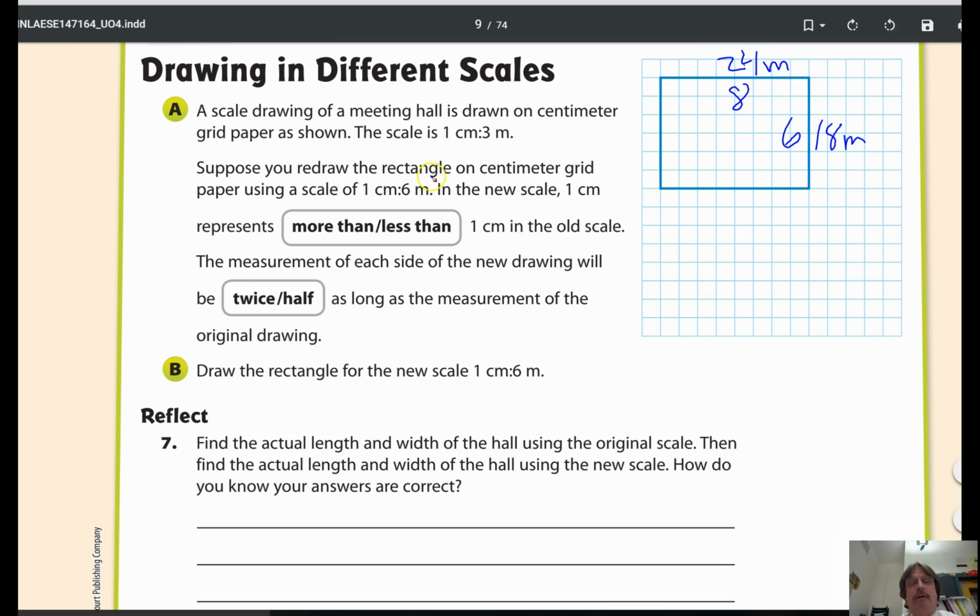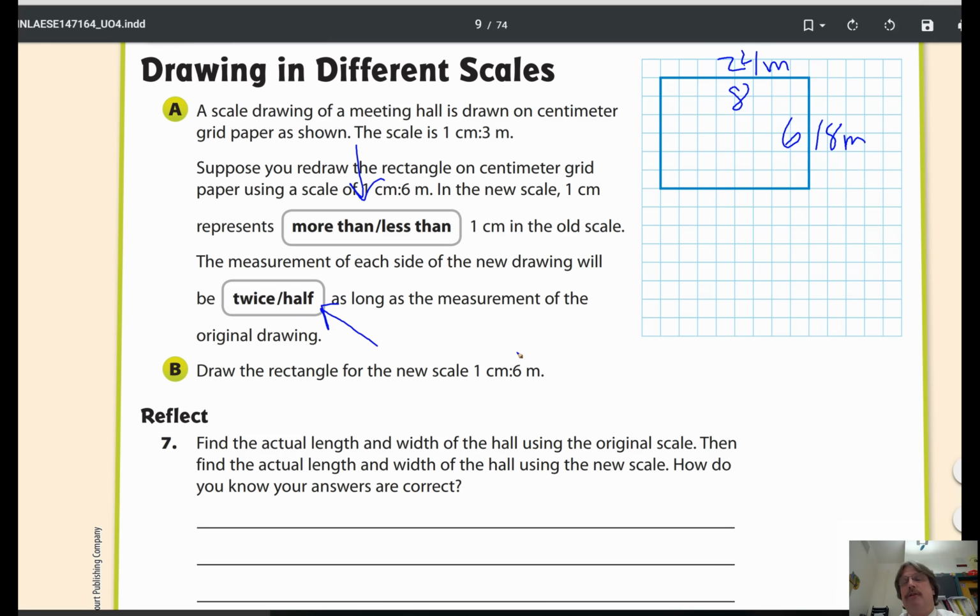So suppose you redraw the rectangle on a centimeter grid paper using a scale of 1 centimeter is equal to 6 meters. In the new scale, 1 centimeter represents more than or less than 1 centimeter of the old. So you tell me which one that is. The measurement of each side of the new drawing will be twice or half as long as the measurement of the original. You tell me what that is. Draw the rectangle for the new scale of 1 centimeter is equal to 6 meters.